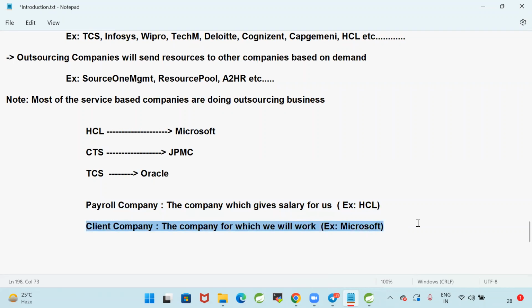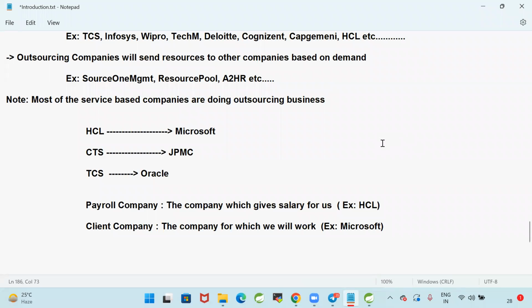Client company will not give you the salary. Client company will give the salary to your payroll company. Your payroll company will give the salary to you. So that is called outsourcing business. Nowadays, most of the service-based companies are doing outsourcing business.